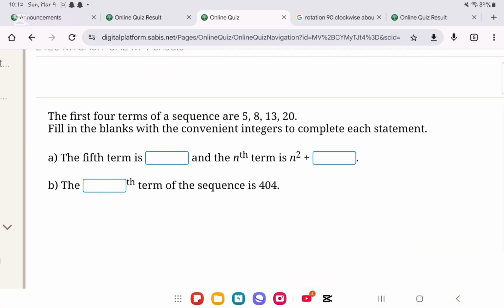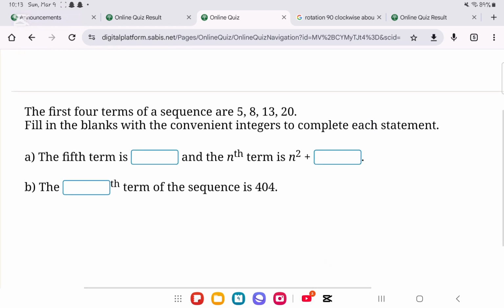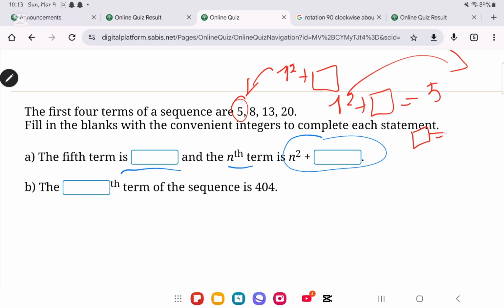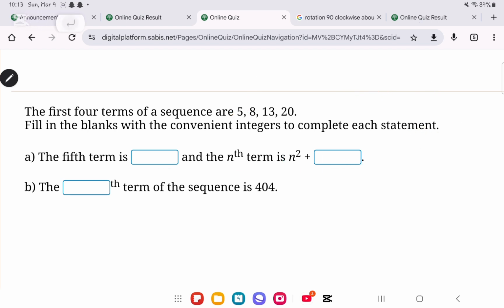Now here, the first 4 terms of a sequence are 5, 8, 13, and 20. They told us they need the 5th term. But if you continue reading, they will tell you, and the nth term is n squared plus box. Okay, they told us nth term is n squared plus box. That means the first term, which is this one over here, it is gonna be 1 squared plus box. Let us find the value of box. 1 squared plus box is equal to 5. 1 squared is 1, so bring it to the other side. Box is then equal to 4. We found this part over here.